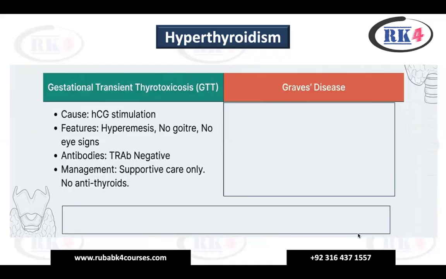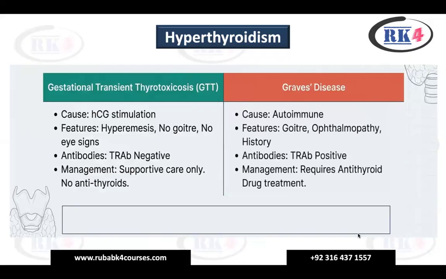So GTT is because of HCG stimulation, as I told you, because the alpha subunit of HCG is similar to TSH. The features are that it can cause hyperemesis, there would not be any goiter, and there would not be any signs. So that's the feature, and this would indicate that this is GTT. And thyroid peroxidase antibodies are not present in this condition. The management for GTT is just supportive. No need for anti-thyroid drugs. We don't need to start any medicines for this.